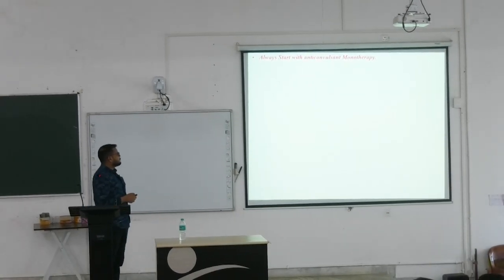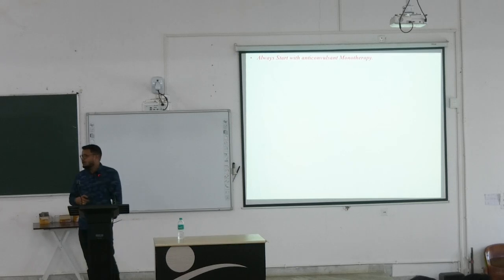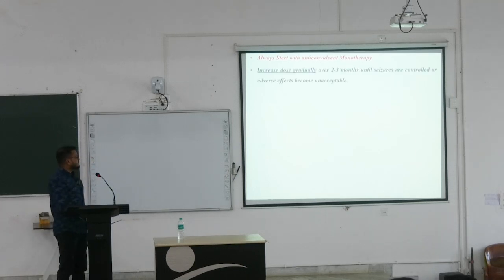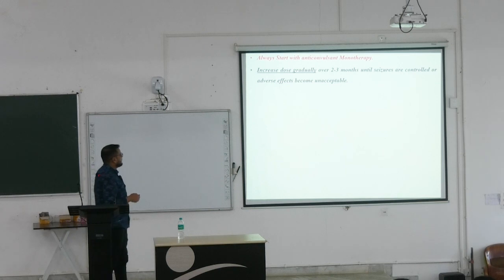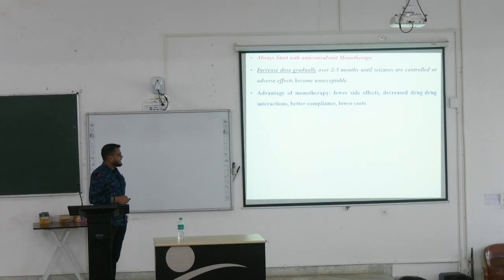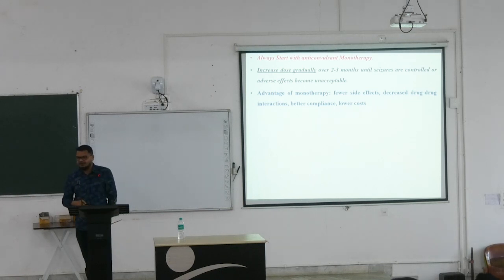So always start with anticonvulsant monotherapy. Always start with a single drug. Increase the dose gradually over 2 to 3 months until the seizures are controlled or adverse effects become unacceptable. Advantage of monotherapy: fewer side effects, decreased drug-drug interactions, better compliance, and low cost. Very important, low cost.